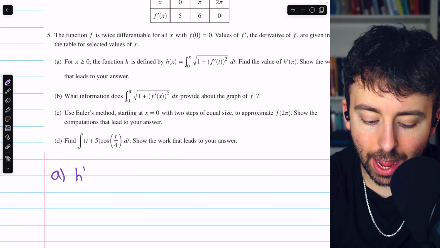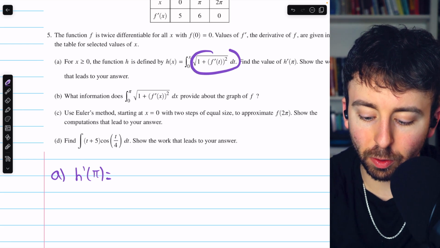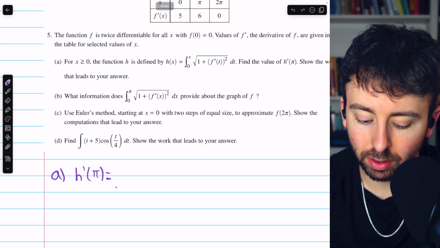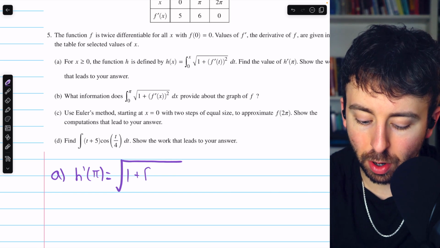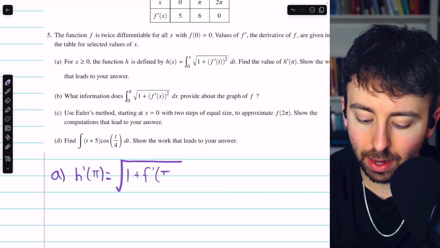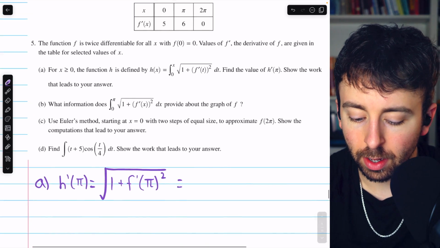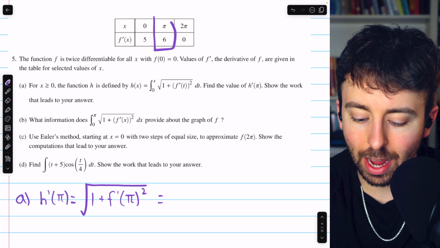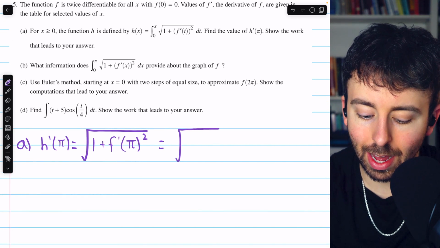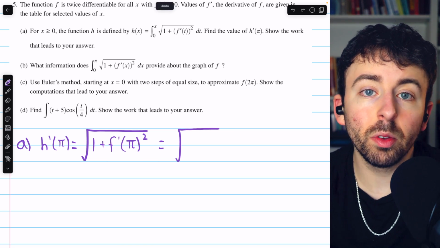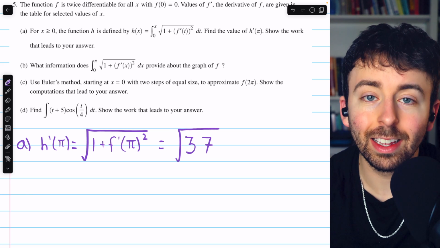So here for part A, h prime of pi is just going to be the integrand in the definition of h, so the square root of 1 plus f prime of pi, we're plugging in t equals pi, squared. And what is this? Well, f prime of pi, we see from the table, is 6. So this is the square root of 1 plus 6 squared, so the square root of 1 plus 36, or the square root of 37.